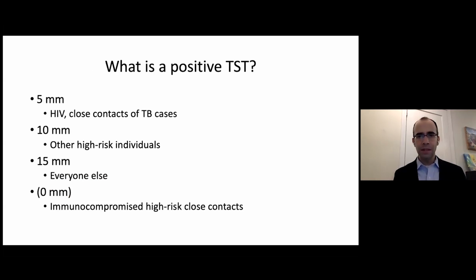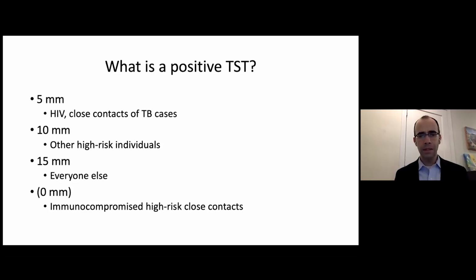What constitutes a positive test? So in anybody who's at very high risk because they're immunocompromised or close contacts of TB cases, then the cutoff is at 5 millimeters or higher. Anybody like a healthcare worker, mycobacterial lab worker, or somebody from a high incidence country would be 10 millimeters. And people who are at low risk would be 15 millimeters.